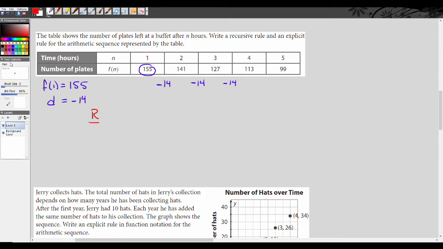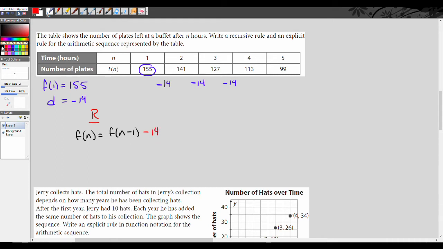Again, all of this stays the same. F of n equals f of n minus 1. And the only thing that changes is d at the end. So since this is a negative 14, I could write plus negative 14. But adding a negative and subtracting are the same thing. So I could simplify this and just write minus 14. So that's what I'm going to do.